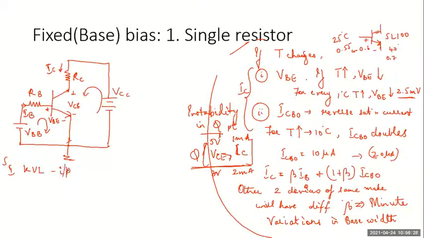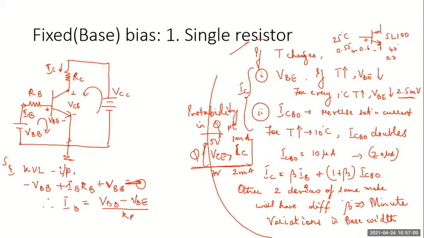Can you tell me this equation directly? Minus VBB plus IB RB plus VBE is 0. So what is the value of IB? VBB minus VBE divided by RB. Yes, IB equals VBB minus VBE divided by RB. Okay. So we have the base current fixed.